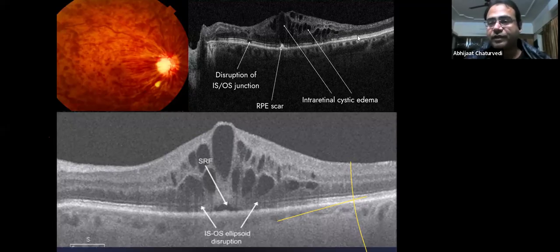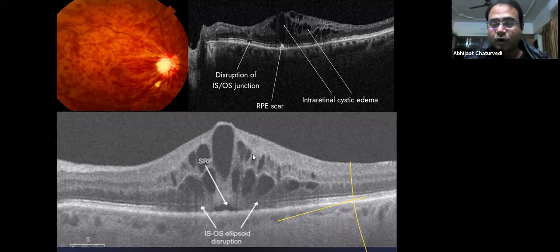So when you see the image above, you see all the layers are perfectly fine, somewhat till here. After that, what happens? You see the ellipsoid zone starts breaking. Also, there is some scar involving the retinal pigment epithelium, and there's again a disruption of the ellipsoid zone over here. So even after injection, the edema would go away, but these won't. This will stay, and this will affect the vision very markedly once that edema subsides.